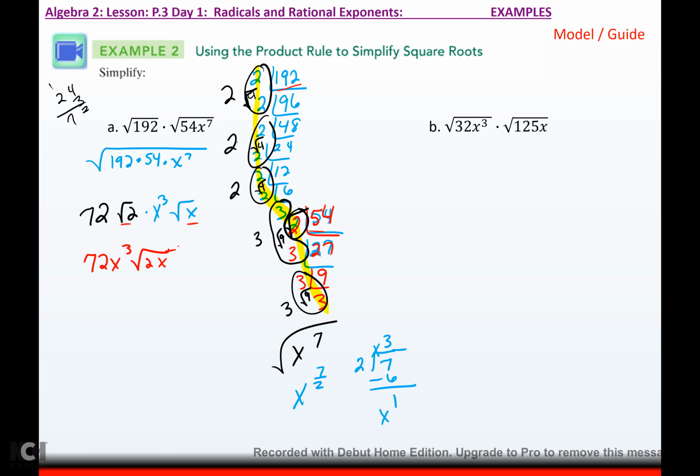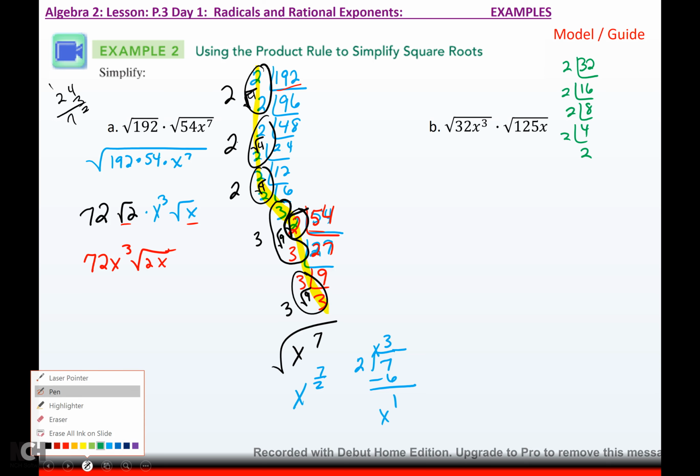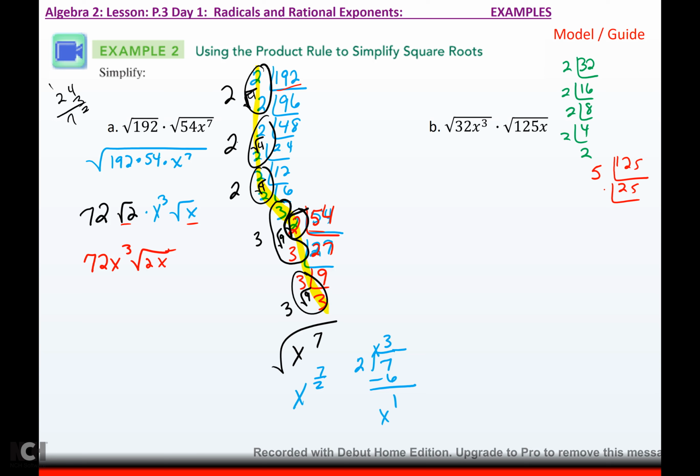Okay? Alright, I want to do b the same way. I don't want to multiply them together first because that's going to give me a really big number. So if I break down 32, by 2 is 16, by 2 is 8, by 2 is 4, by 2 is 2. If I break down 125, by 5 is 25, by 5 is 5. So there's all my factors, and I need to bundle.